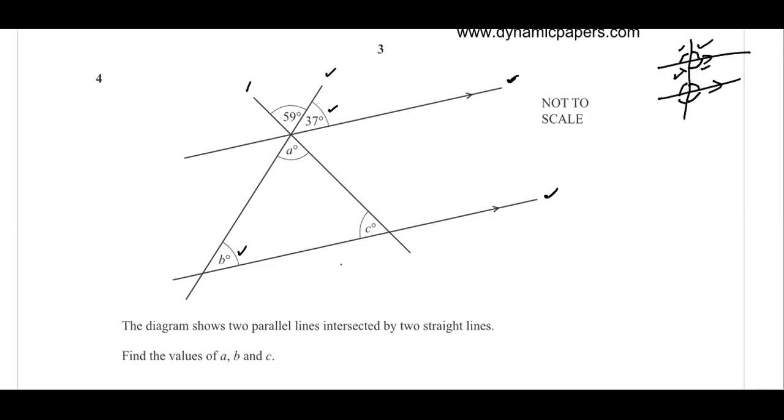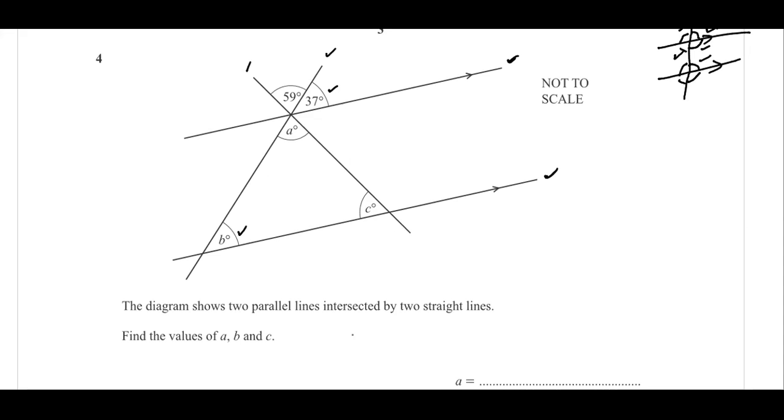Using that, if this one and this one have the same position, we will say they will be equal. It means I can say B will be equal to 37. The reason is they are corresponding angles.